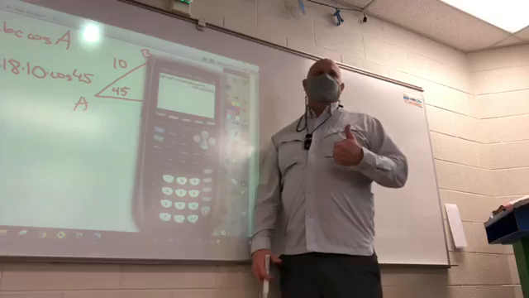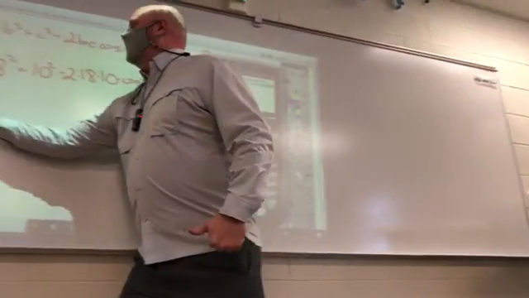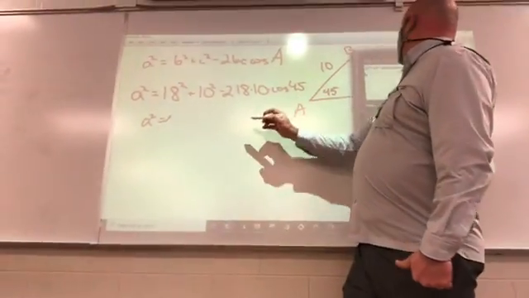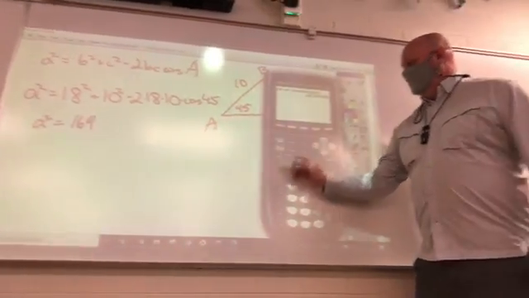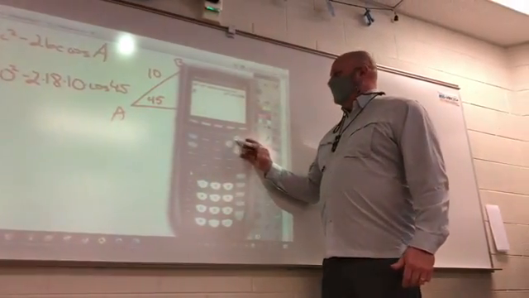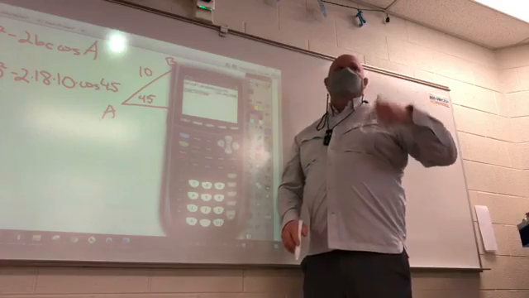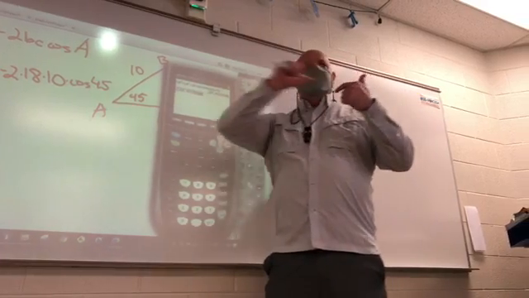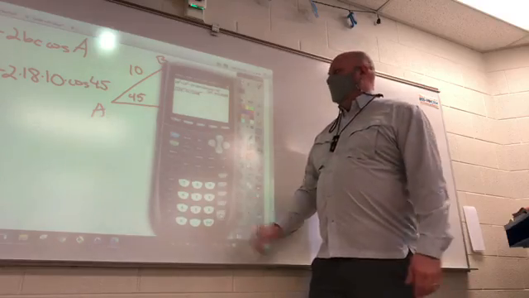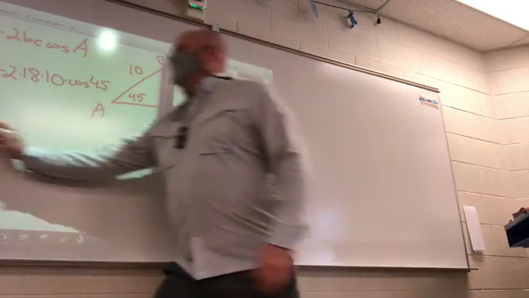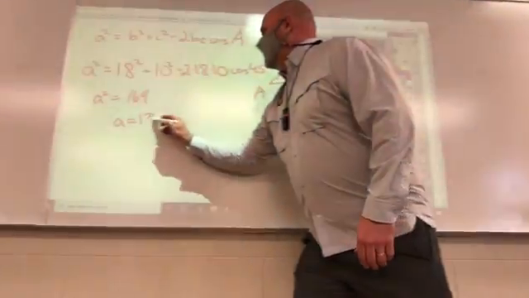Is that my answer? No, that's a squared equals 169. So what do I actually have to do here? Square root. And if you wanted to, you could have hit the square root button first and then put this all under one big square root. That is also another way of doing this in one line. So that's the answer. So side A is 13.0.